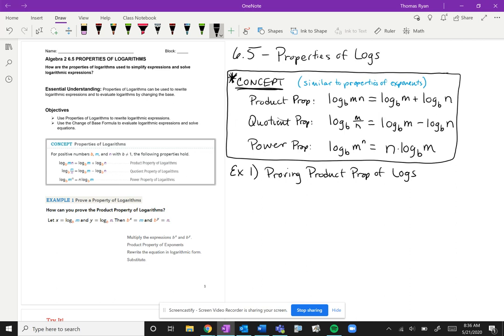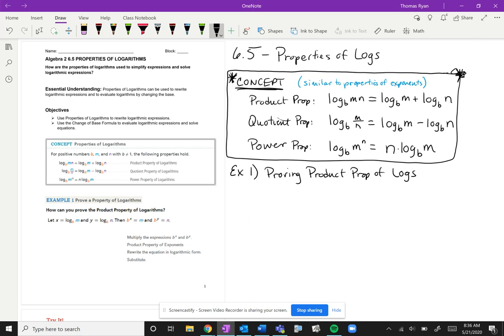Now, if you are taking notes on your own paper, this box absolutely needs to get copied in. You need your 3 log properties. So I would pause, write it down, and then continue, and then we'll talk about them a little bit.